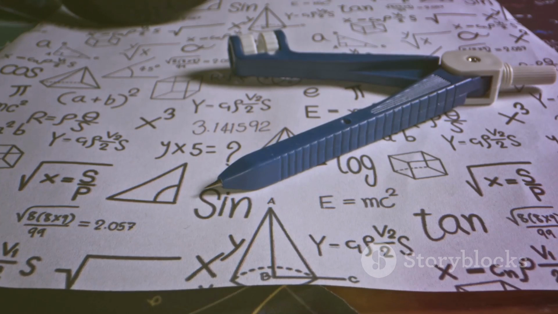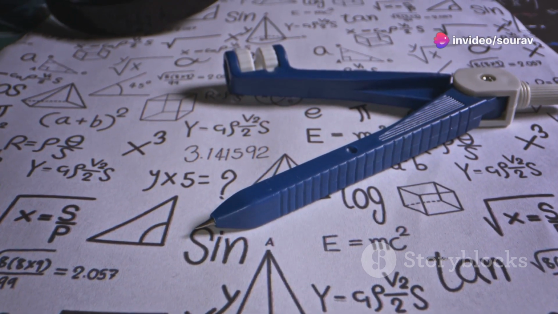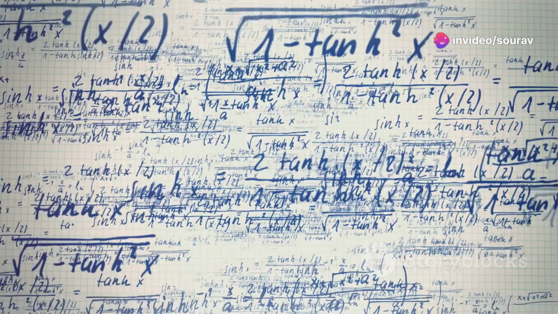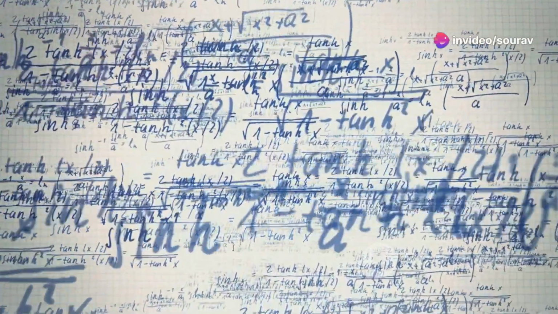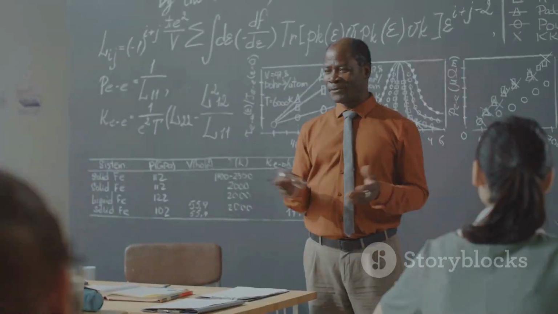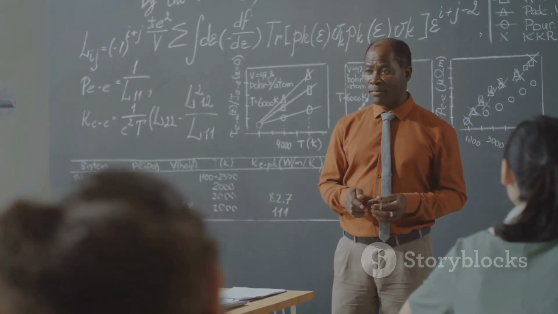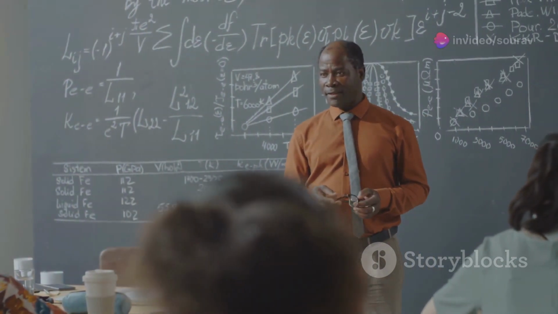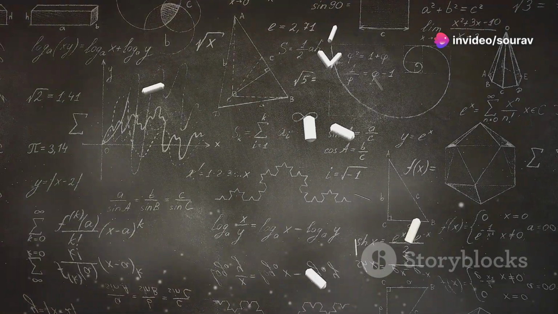These singularities occur periodically along the x-axis, wherever cos x equals 0. As we approach these points, the value of 1 over cos x explodes towards positive or negative infinity. These points of singularity are crucial for understanding the behavior of 1 over cos x. They tell us where the function breaks down and becomes unpredictable.